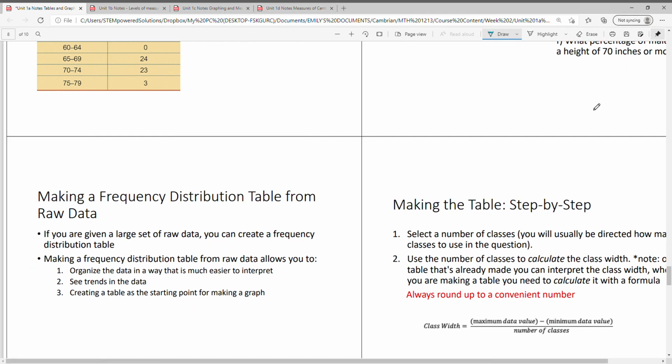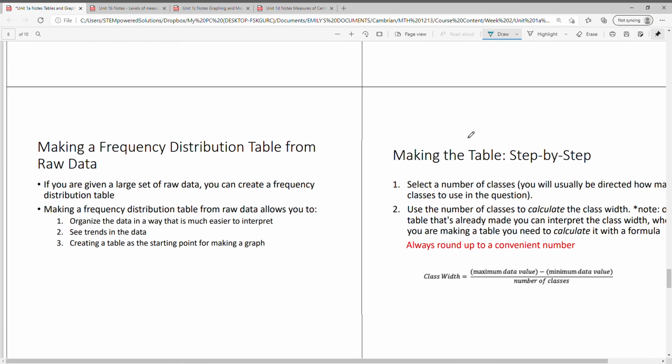So I'd like you to attempt these practice problems, and next video I will discuss the remainder of this set of notes, so Unit 1A, notes, tables, and graphs.